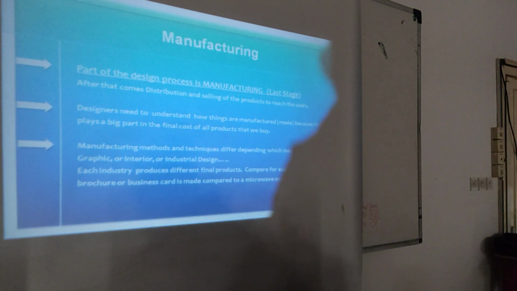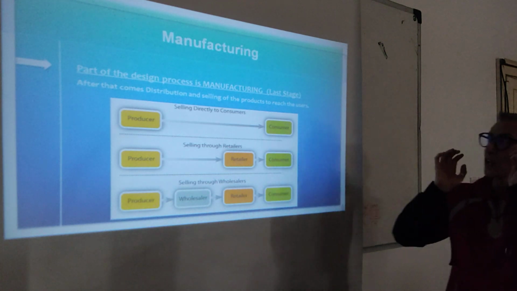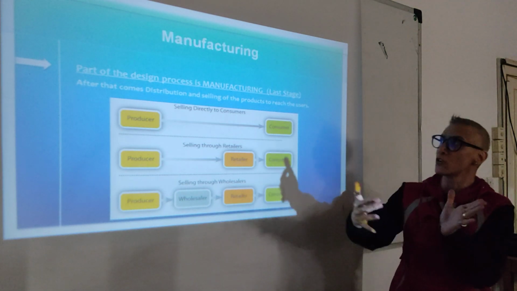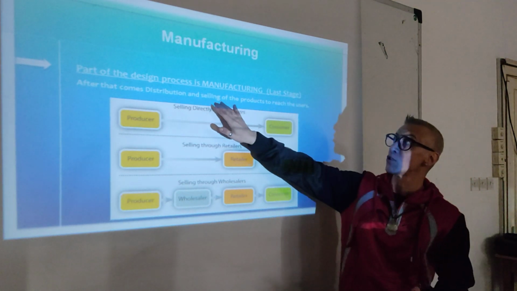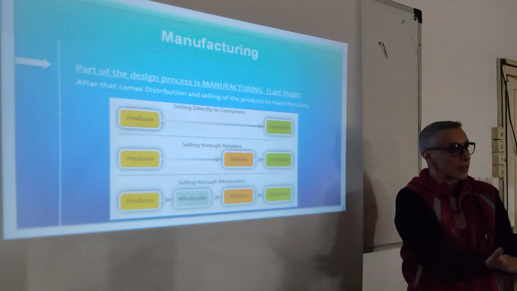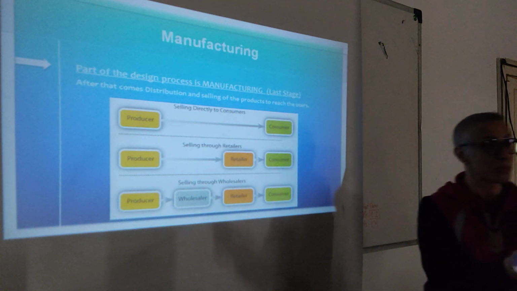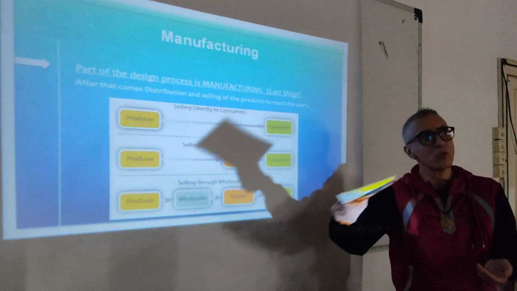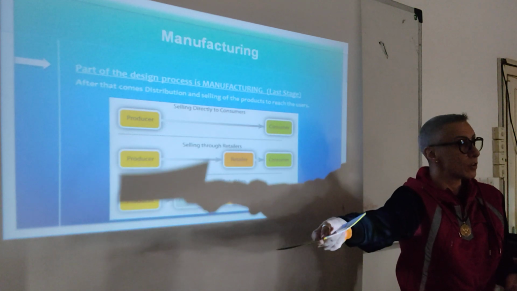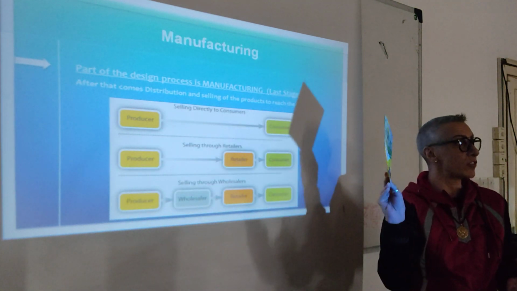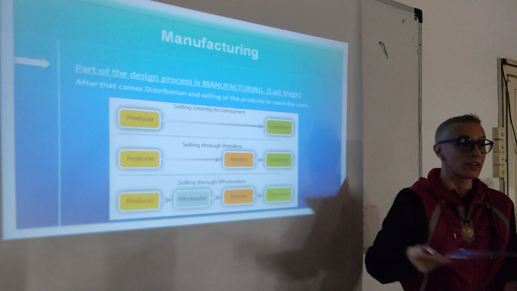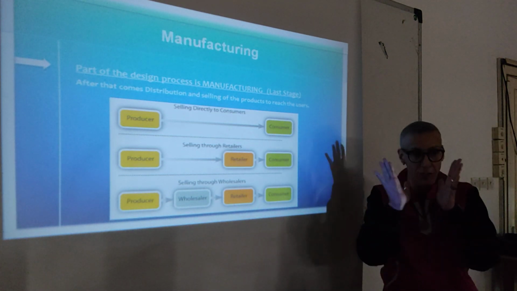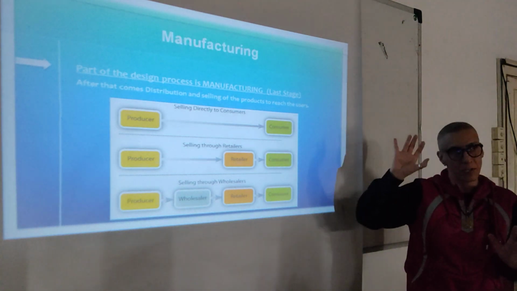Now, manufacturing is coming towards the end of the design process before the distribution and selling. So after a design is made, for example, after this brochure has been printed and finished, what will happen? Distribution. This has to reach the client who ordered it, it has to reach this person. Now again, it's different from industry to industry in this regard. So there are a few different types here.